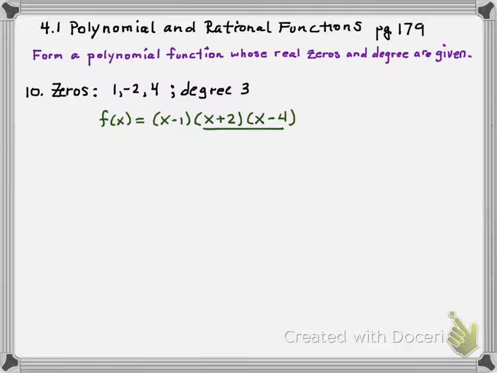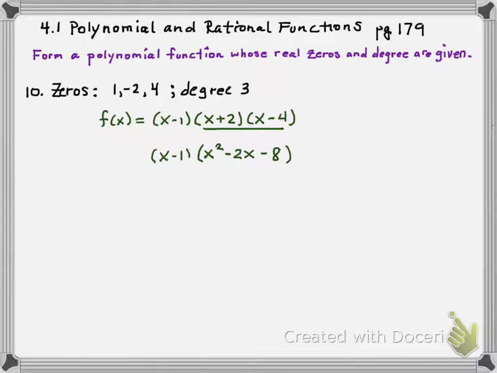So the first thing I'm going to do is FOIL these guys. I'm going to take x times x, that's x squared, and then I have a plus 2x and a minus 4x, that gives me a minus 2x, and then a positive 2 times negative 4 is a negative 8. All right, so I'm doing some foiling in my head. Now I'm going to put that in parentheses, and I'm going to multiply that by x minus 1.